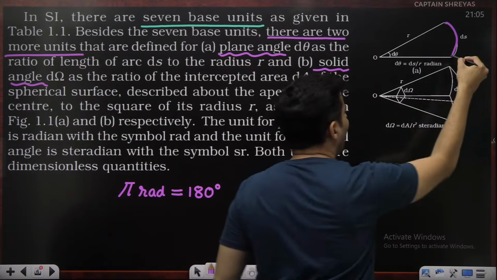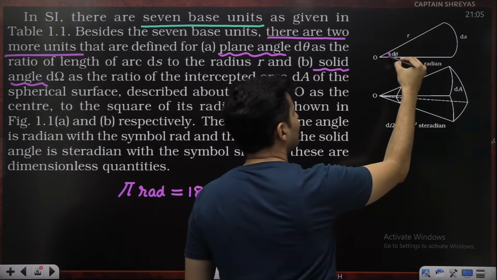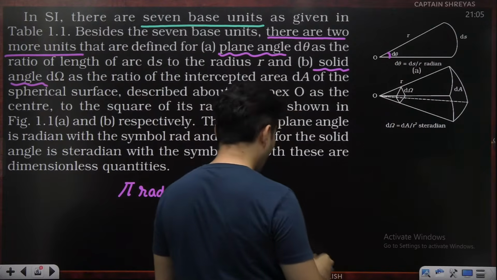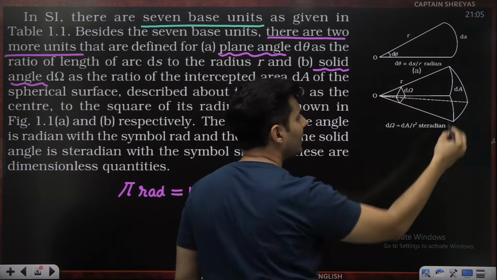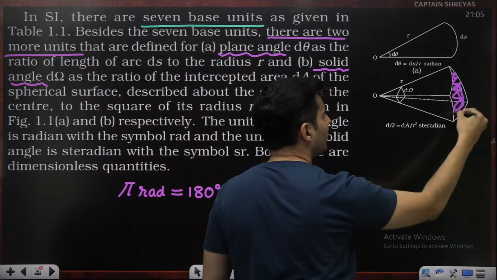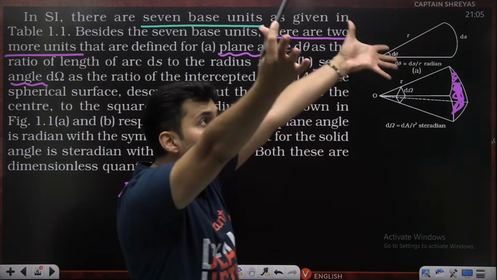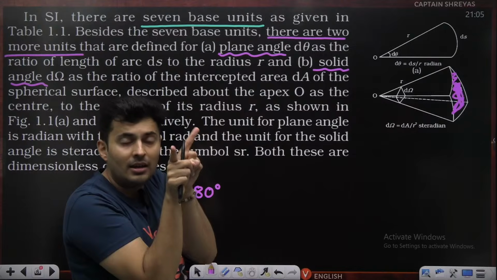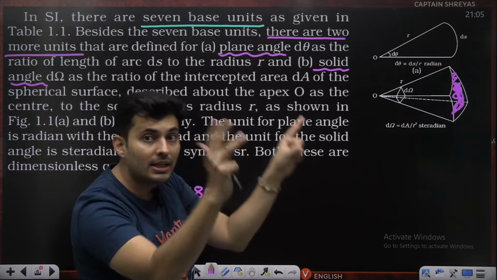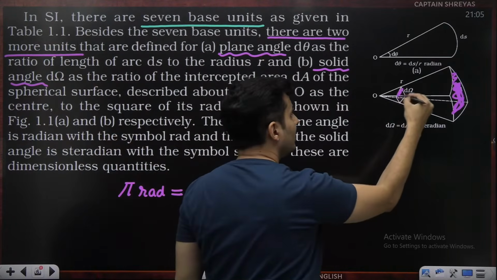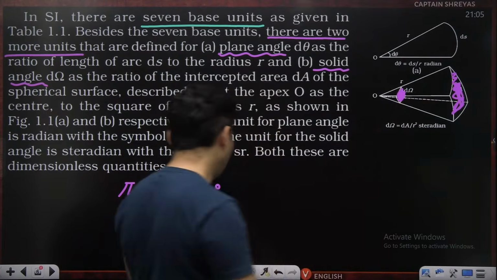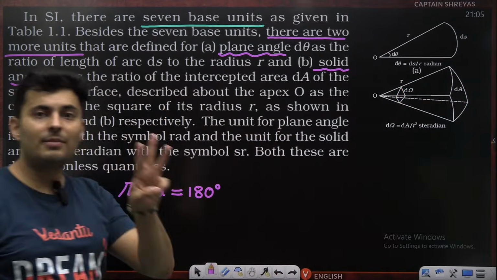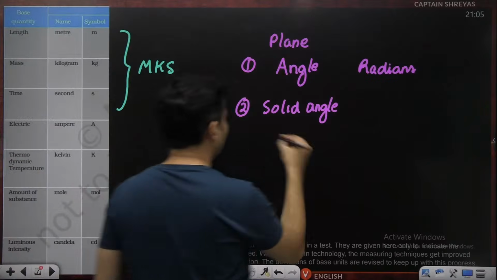Usually if you have an arc, this measures the angle subtended by that arc. If you have a surface area, that surface area won't subtend a 2D angle, it will subtend a 3-dimensional angle. That 3-dimensional angle is called the solid angle.